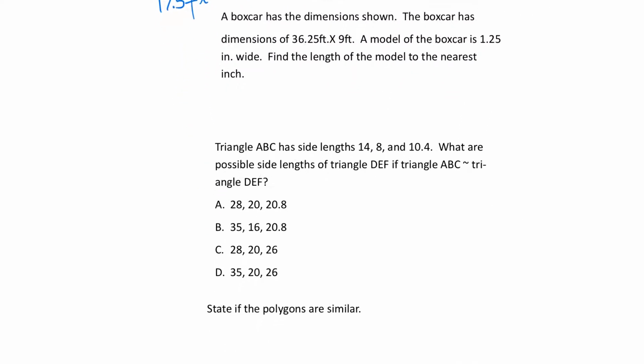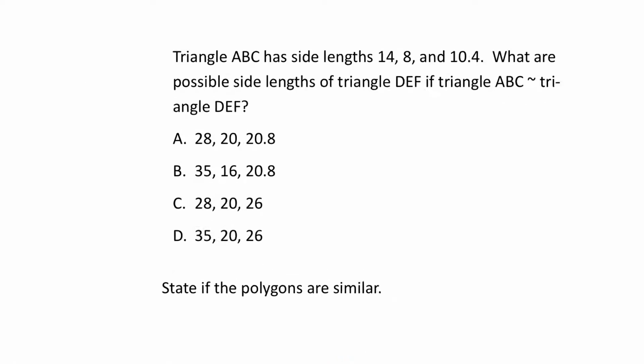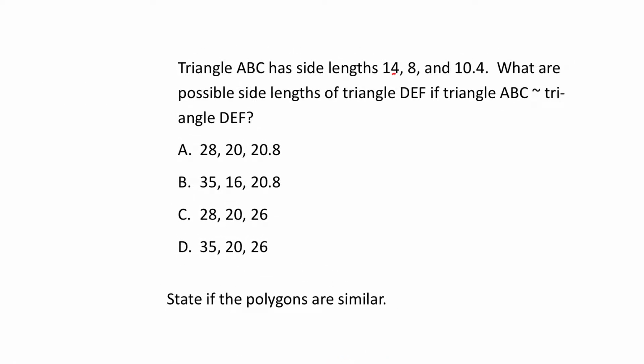I'm going to skip that next one and let's look at this one that has the multiple choice here. Triangle ABC has side lengths of 14, 8, and 10.4. What are possible side lengths of triangle DEF if triangle ABC is similar to triangle DEF? ABC similar to DEF. Okay. So this side going to this side, 14 to 28. What does it get multiplied by? 2. Okay, that's just multiplied by straight up 2.